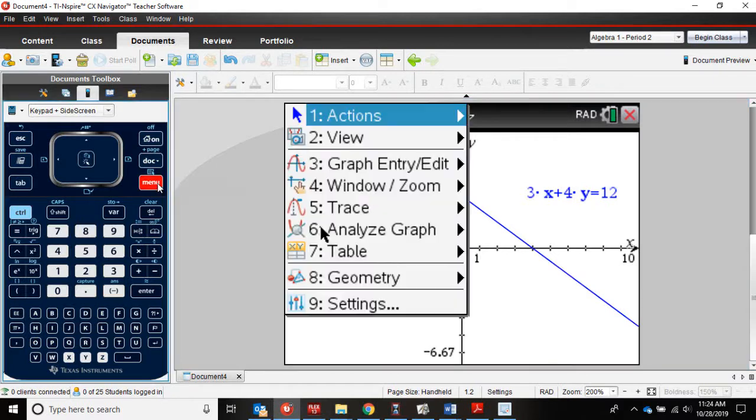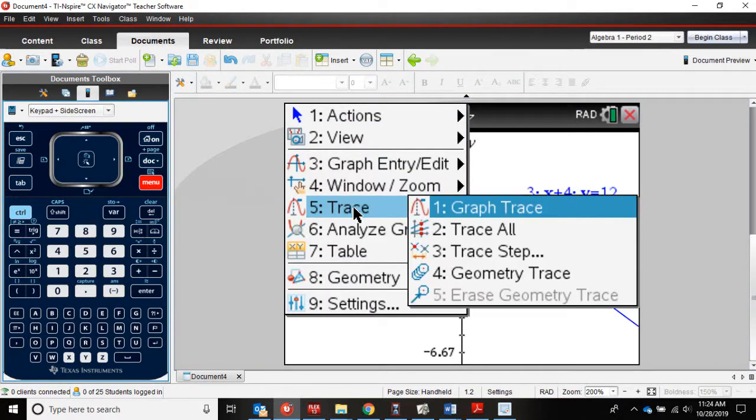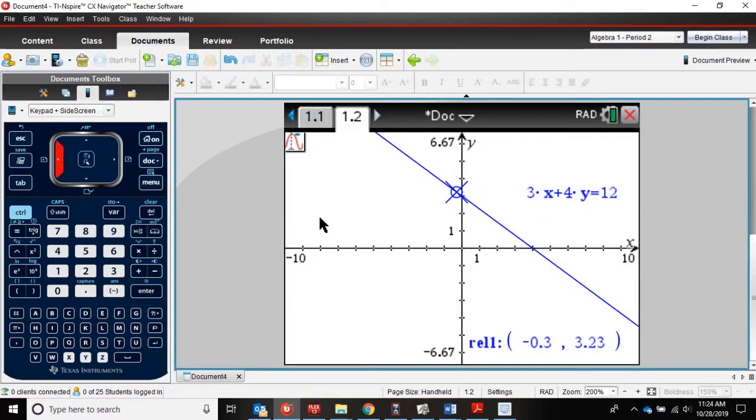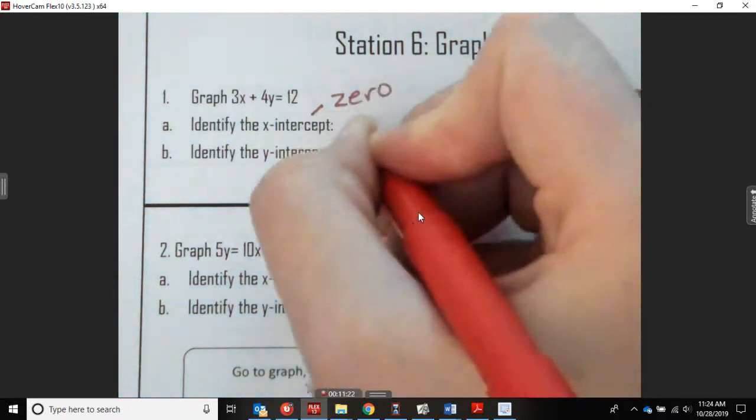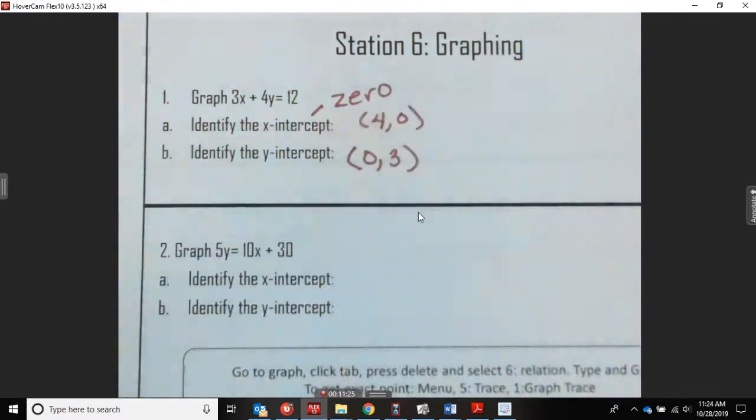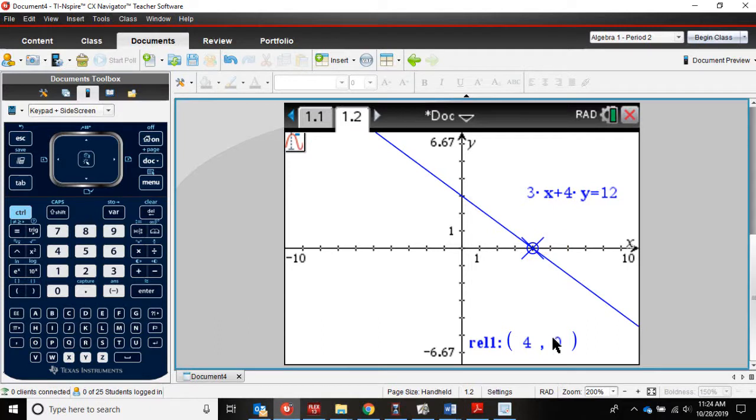But if you press menu, 5 for trace and 1 for graph trace, then you can scroll left and right and it will tell you your y-intercept is 0, 3. So go ahead and write that down for the y-intercept. And then it will tell you that your x-intercept, or your 0, is 4, 0. So remember, an x-intercept is also called a 0, and they told us on the calculator it was 4, 0, right? It's telling you that ordered pair right here.